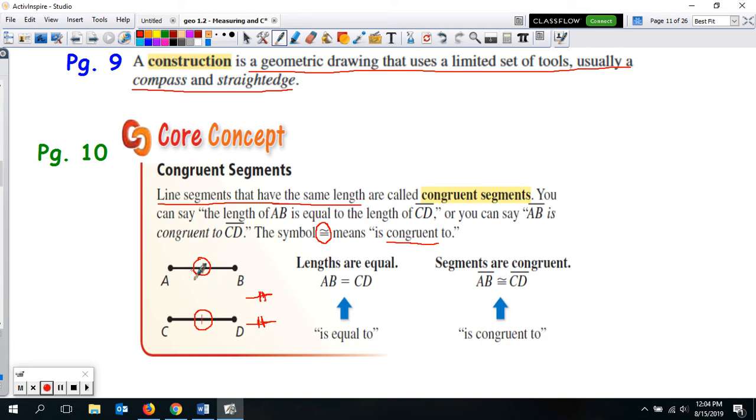So it's not meaning that you're only ever going to see one. You might see it with two. You might see three little marks on your segment showing there's a third one that's congruent to something else. So that's very important that you get this right now because we're going to use it a lot.